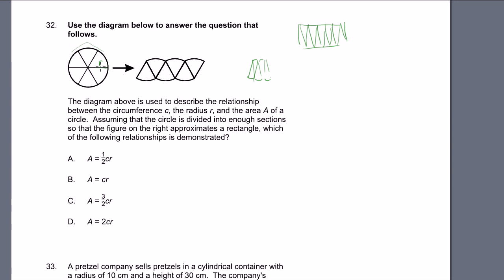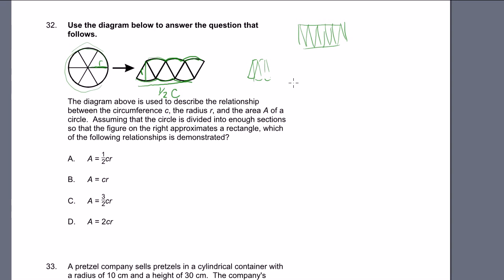So let's see what they're trying to show us. So this is r right here. On the wedges, this distance is also r, right? That distance is also r. And the whole thing is obviously the circumference. Over here, on our approximated rectangle, what's our circumference? Well, our circumference is that plus that plus that plus that plus that plus that. So if we just look at the base of our rectangle, that is one half our circumference, right? That's one half our circumference, because our circumference is these arcs plus this arc, these three arcs. So this is just half of them.